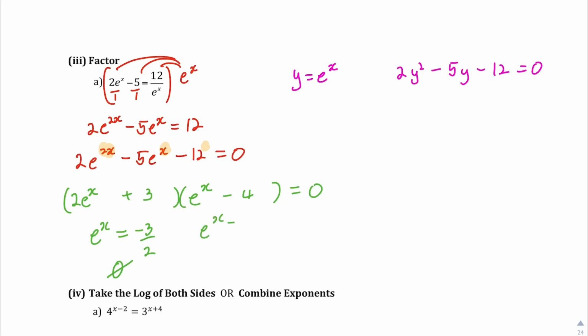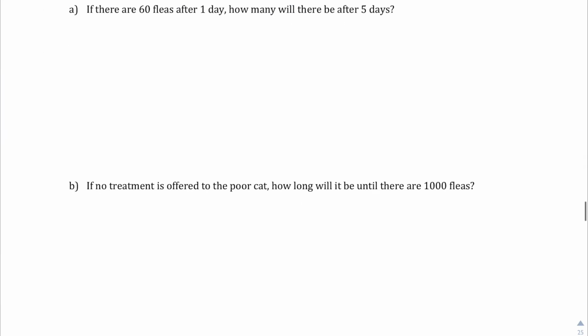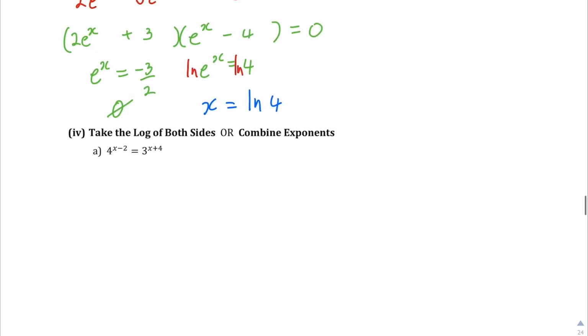And over here we have e to the x is equal to 4, and to solve that I'm going to introduce a base e logarithm to both sides, and the final answer is x equals ln of 4, and the other part is of course extraneous. Okay, last one of the equations, and then we've got one quick word problem.